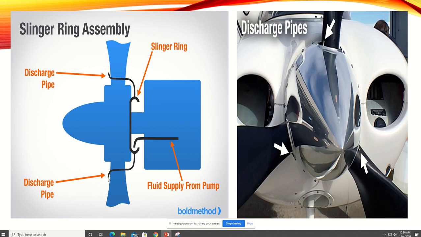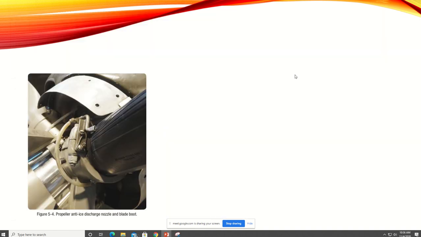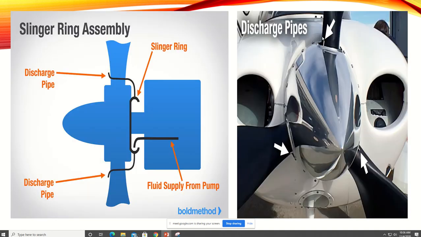Okay, for each blade there is a discharge pipe or nozzle, and then fluid is supplied from the pump. Again, you can see the pipe here, the discharge pipe, the nozzle just now. Just now you saw this from the side view, and this is from the front view. Okay, you sit here. From the front you can see a little bit of the nozzle here.